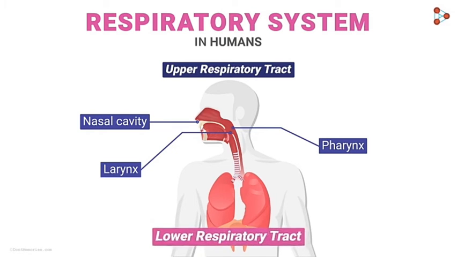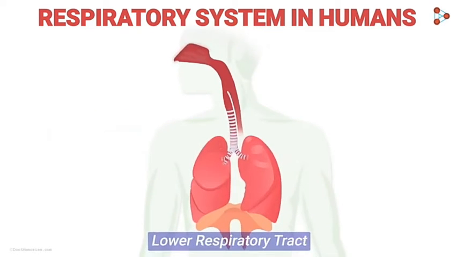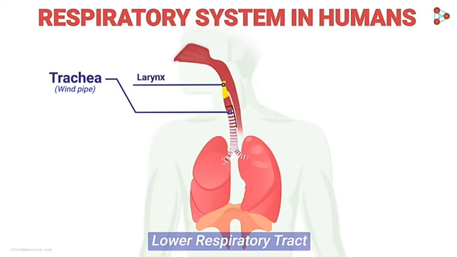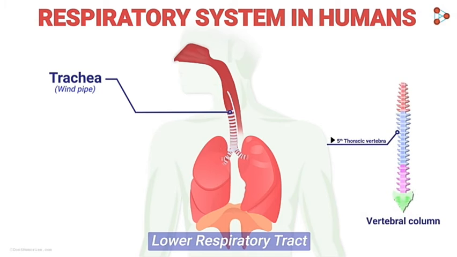Now let's have a glance at the parts of the lower respiratory system. As the air passes down the larynx, it has to travel far, crossing many junctions in between. The first junction is the trachea. This is also called the windpipe. This is a slender muscular pipe that lies just below the larynx. It usually makes up the throat region and extends till the fifth thoracic vertebra. Post this, it gets divided into two branches.